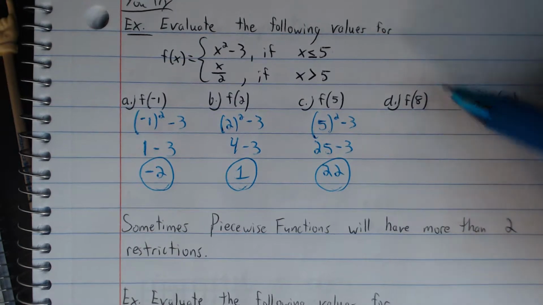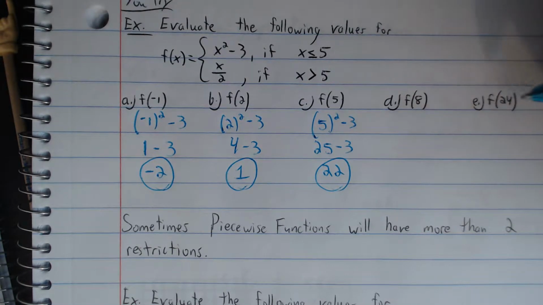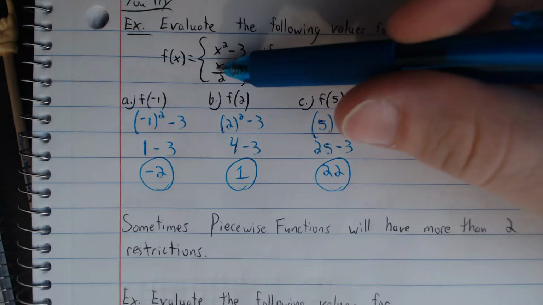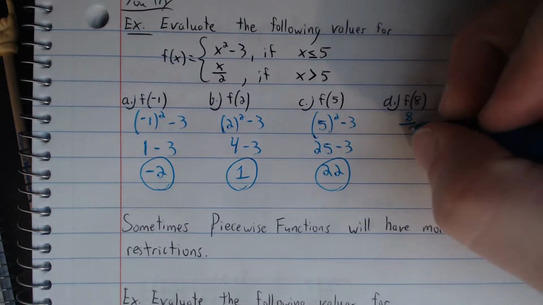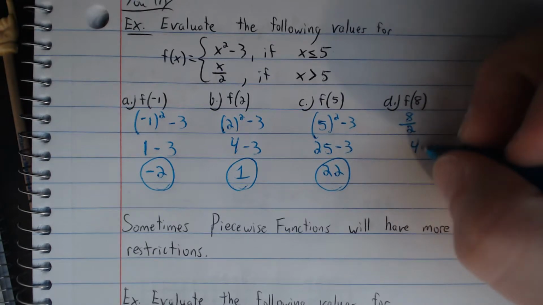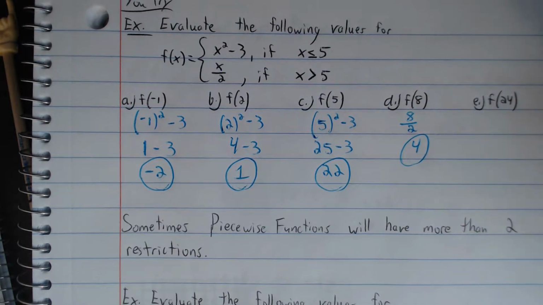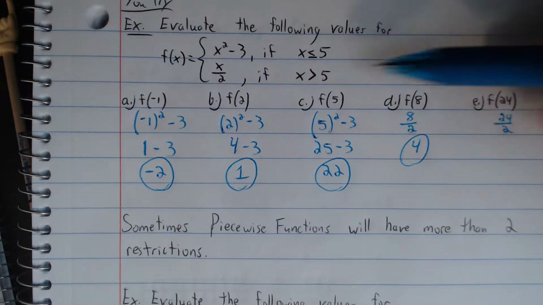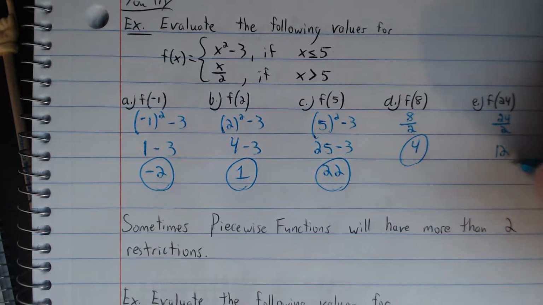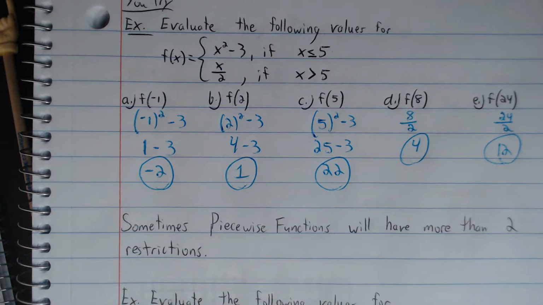Here's where we start to switch to the bottom function. All these values are greater than 5. That's the restriction. So here we have 8 divided by 2. That gives us 4. And now we have 24 divided by 2. Again, for this bottom function, that leaves us with 12. So hopefully you came up with those same solutions for those piecewise functions.